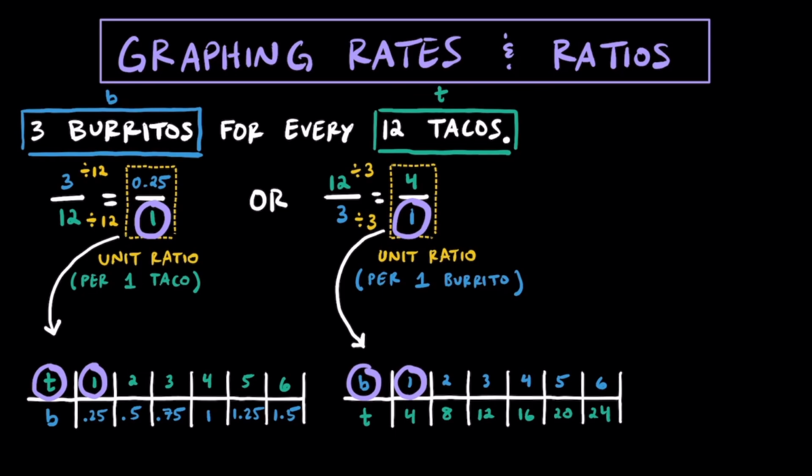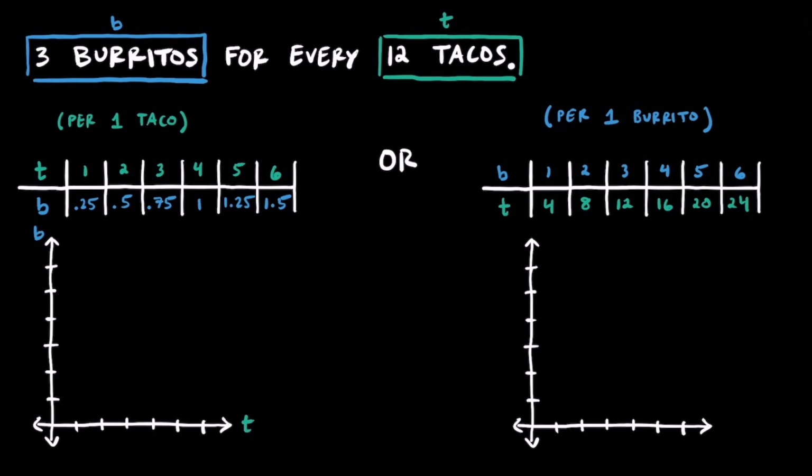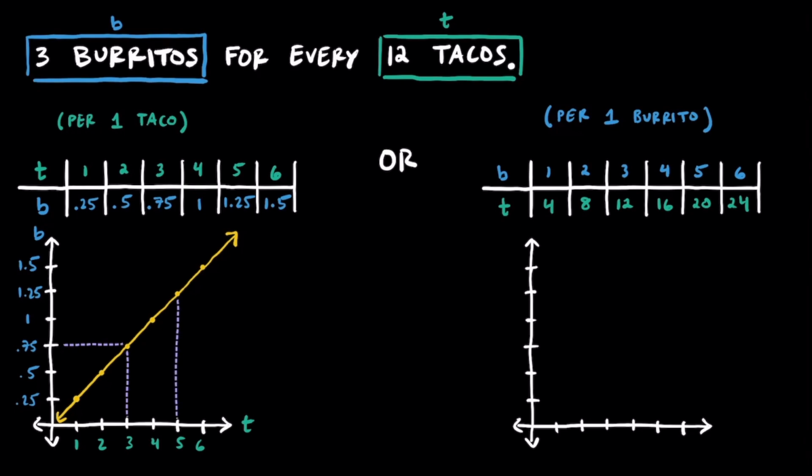When dealing with ratios and rates, once you have a table of values, you can then plot them on a coordinate plane. The tacos will go on the x-axis and the burritos will go on the y-axis. We'll count by ones along the x-axis while counting by 1/4 along the y-axis. We can then plot our ordered pairs to make a linear graph. Two equivalent ratios we can see along this graph is that we have 3 tacos for every 3/4 of a burrito and 5 tacos for every 5/4 or 1 1/4 of a burrito.